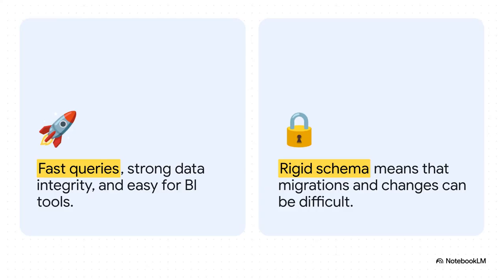And here's the big trade-off, right? This is the double-edged sword of structured data. All that structure gives you blazing fast queries and rock-solid data integrity. It's a dream for business intelligence tools. But that strength is also its biggest weakness. What if the Hungry Now app team wants to add a new feature? Changing this rigid blueprint, what we call the schema, can be a really slow, sometimes painful process.